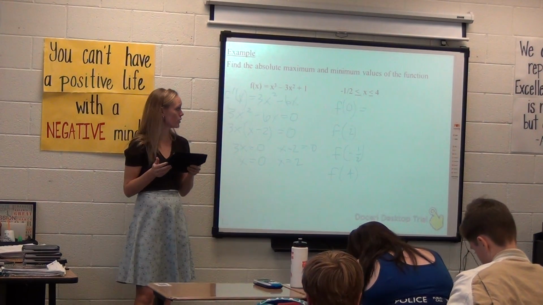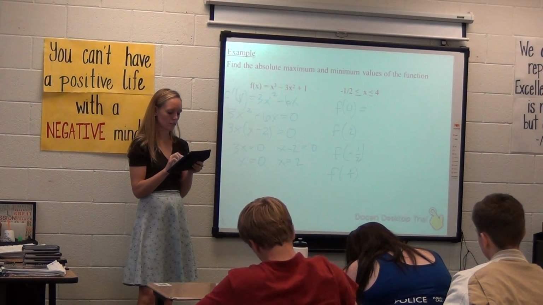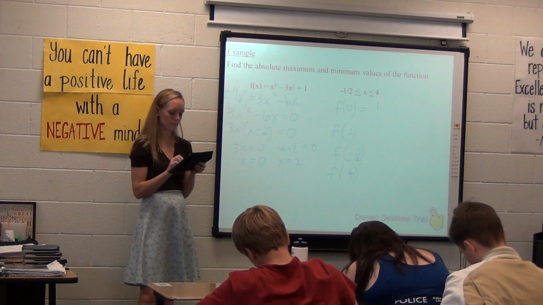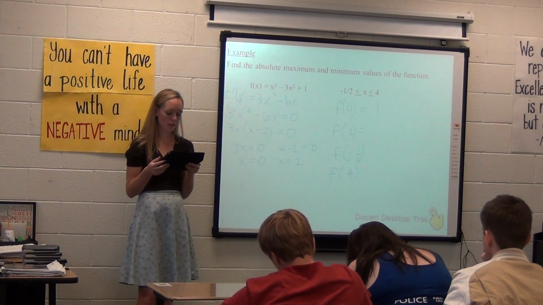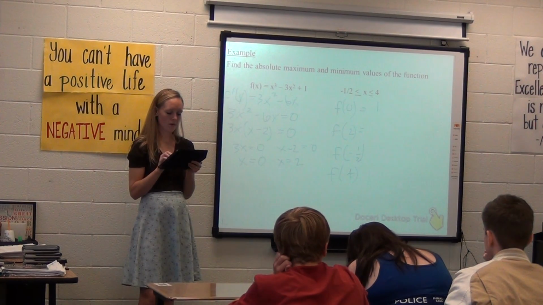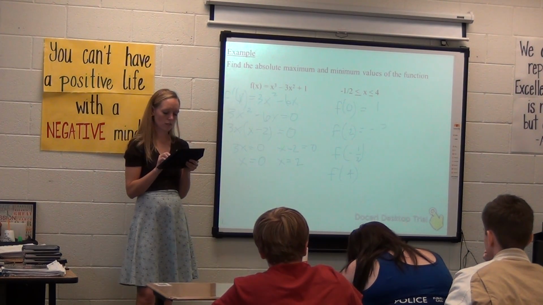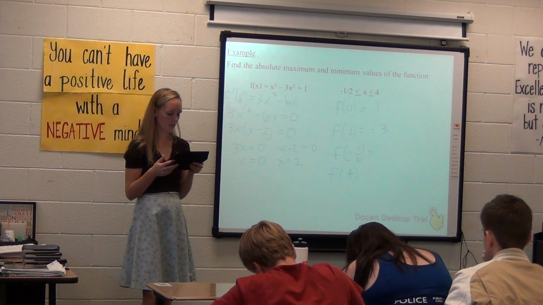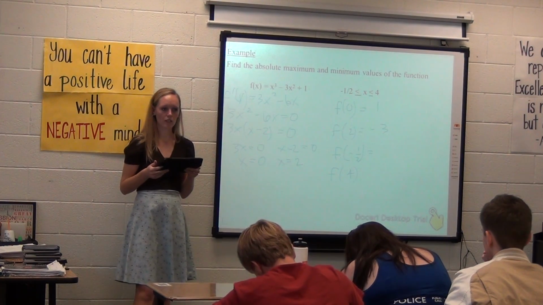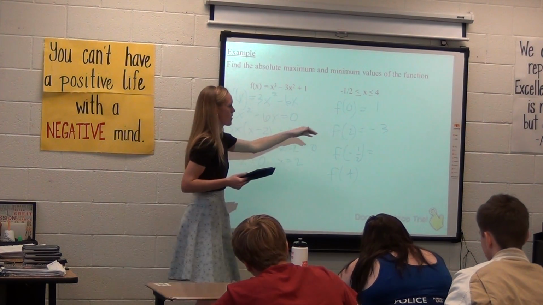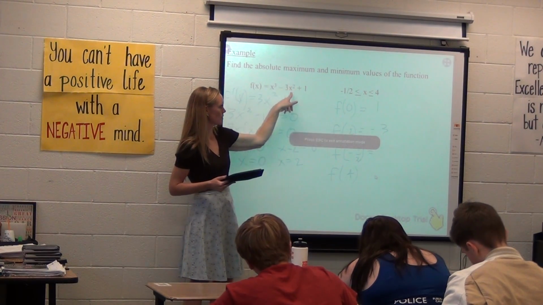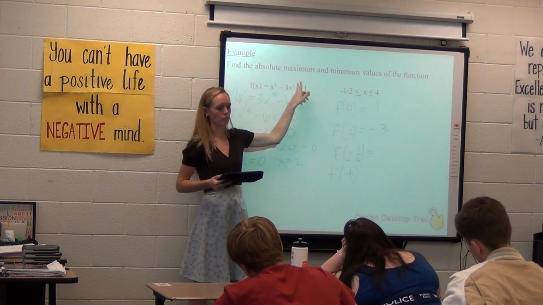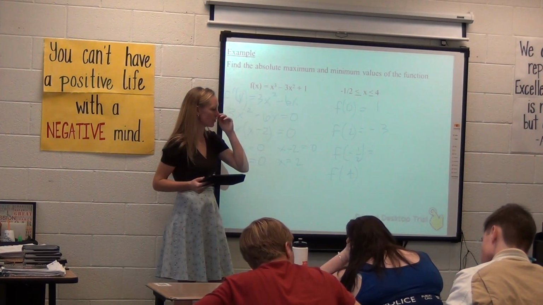So when I plug in 0 into this function, what do I get? 1. When I plug in 2 into this function, negative 3. Are we okay with this? You just plug it in here. 2 cubed is 8, minus 3 times 4 is 12, plus 1. How do we get negative 3?